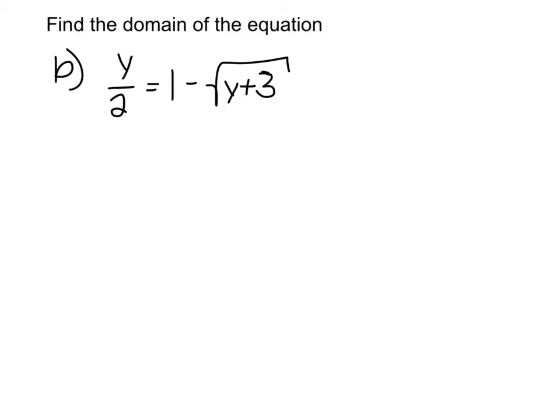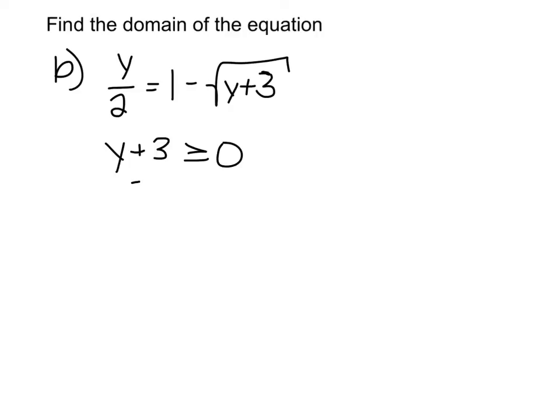Now, on the right-hand side, I do have a little bit more of a concern in that I have this square root sign. So remember that inside of a square root, you can't have a negative number, right? Square root of negative 1 is a non-real number, okay? So inside the square root must be positive. So y plus 3 must be a positive number. It must be greater than or equal to 0, right? Now, square root of 0 is 0, so it's allowed to equal 0. So it has to be 0 or a positive number.